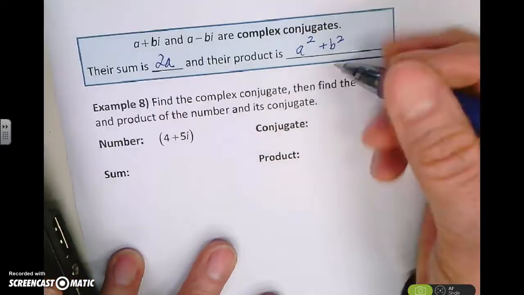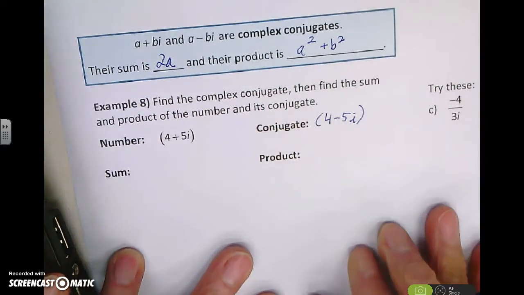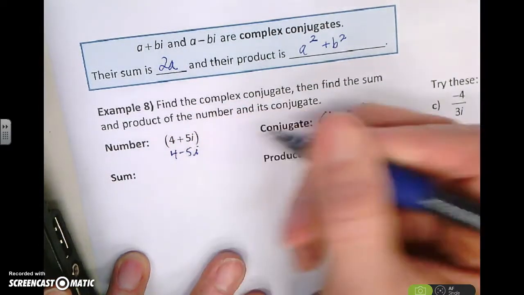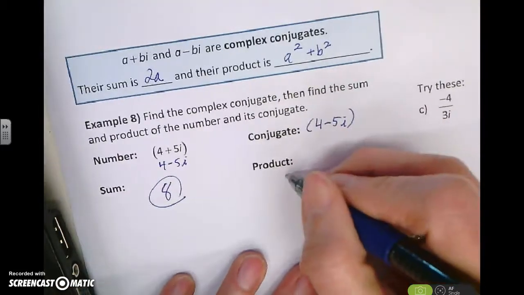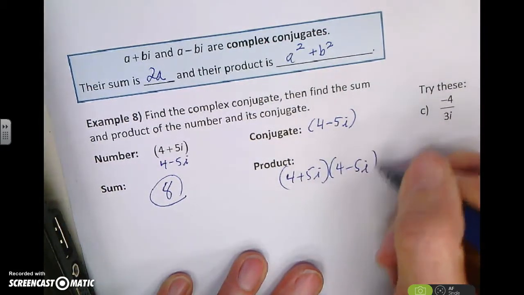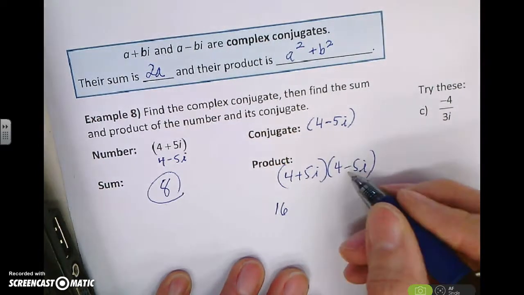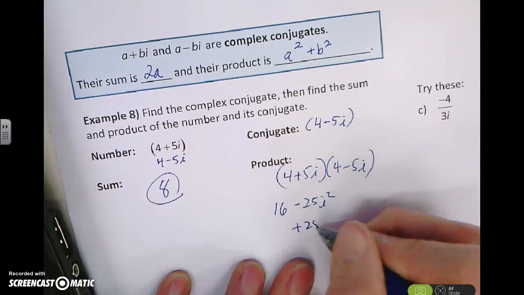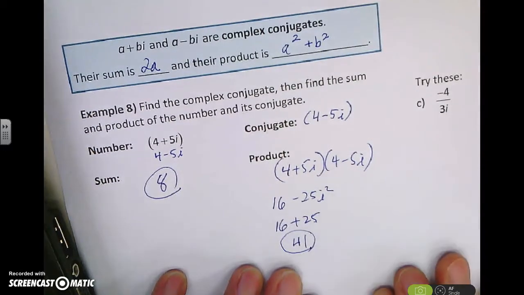So find the complex conjugate for 4 + 5i. That would be 4 - 5i. If I were to add them, I'll stack them on top of each other, I'm going to get 8. If I were to multiply them, (4 + 5i) times (4 - 5i), I'm going to get 16. My outside, inside go away, and I get minus 25i squared, which is going to be plus 25. So I get 16 plus 25, which is 41.